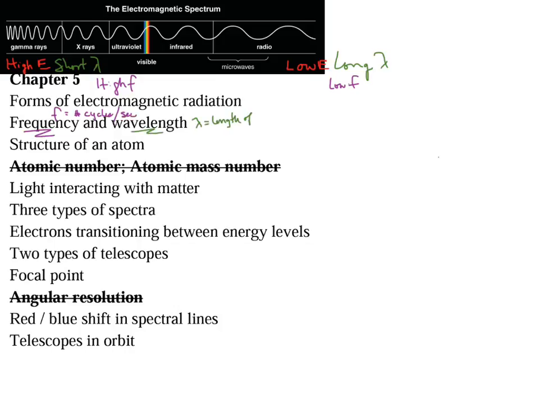Frequency is the number of cycles that pass a single point in 1 second. And wavelength is actually a distance from a repeating unit. It's a distance of completing one wave.